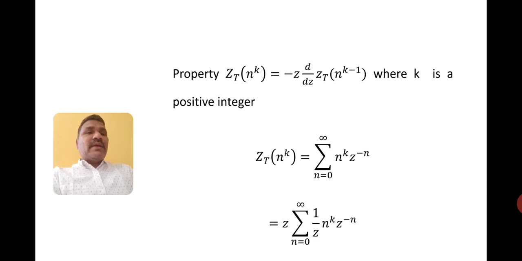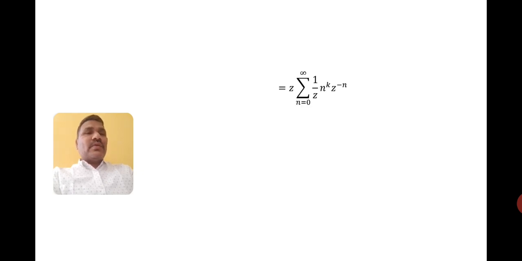So I made it equal to z times the summation n runs from 0 to infinity, 1 by z, n to the power k, z to the power minus n. The same thing I wrote here. The next step I will do is that whatever the denominator is inside the summation, I will adjust that one. Outside z stays as it is. I am not disturbing the outside z, outside the summation.